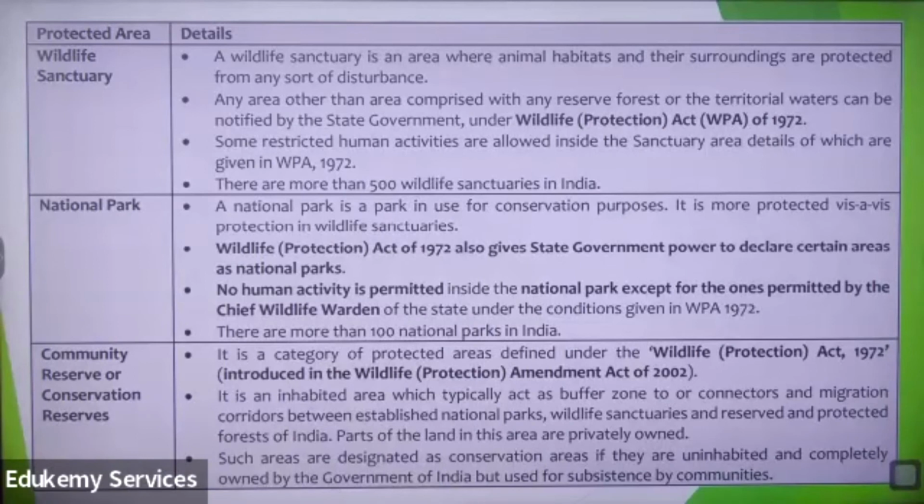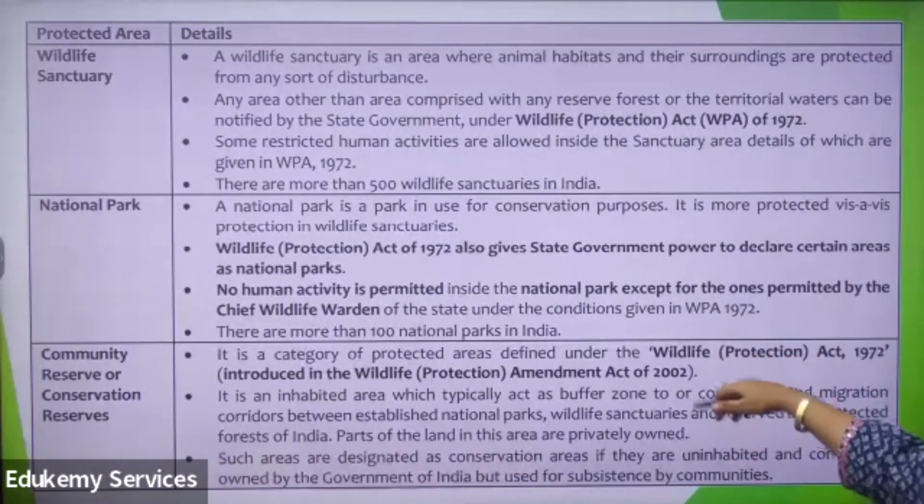These are basically the buffer zones or the connectors or the migration corridors between established national parks, wildlife sanctuaries, and many parts of these lands are privately owned also. Such areas are designated as conservation areas if they are inhabited or completely owned by Government of India but used for subsistence of communities. When I read these two things along with the Forest Rights Act, can I now make scope for some human activity in national park?